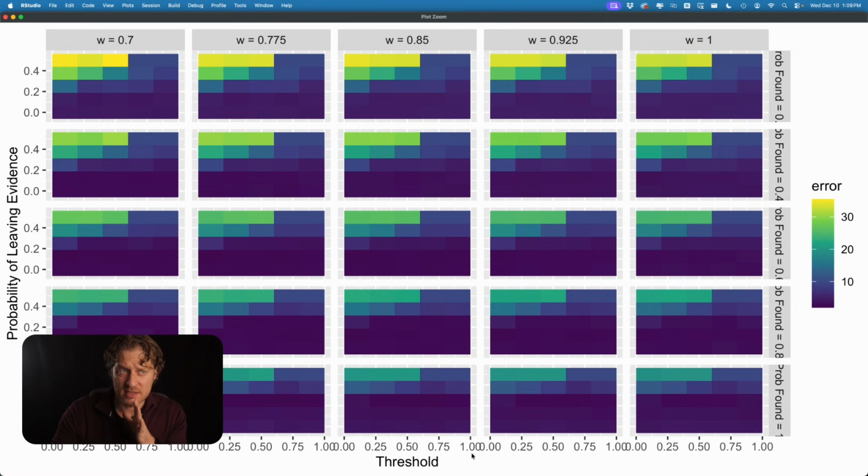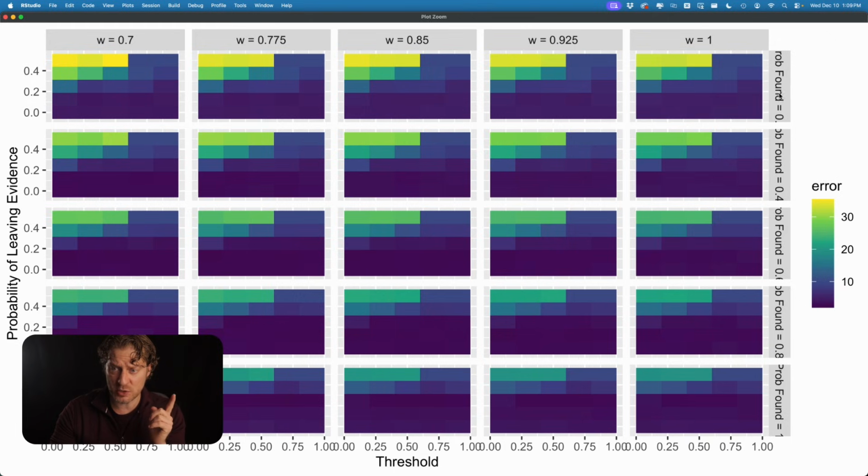Threshold, remember, means how much evidence you need before you convict somebody, which influences the false positive rate and false negative rate. For example, W represents the degree to which it is the individual's disposition versus the circumstances. We have probability of leaving evidence on the y-axis. That's the probability of an innocent person leaving evidence. So the higher their value is, the more likely they are to leave evidence, which means the higher the false positive rate is going to be.